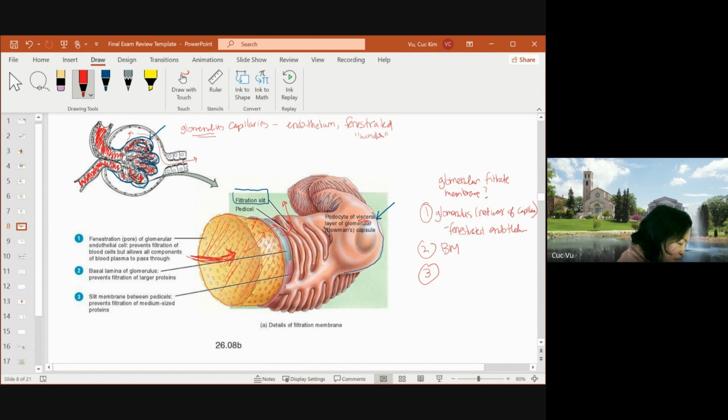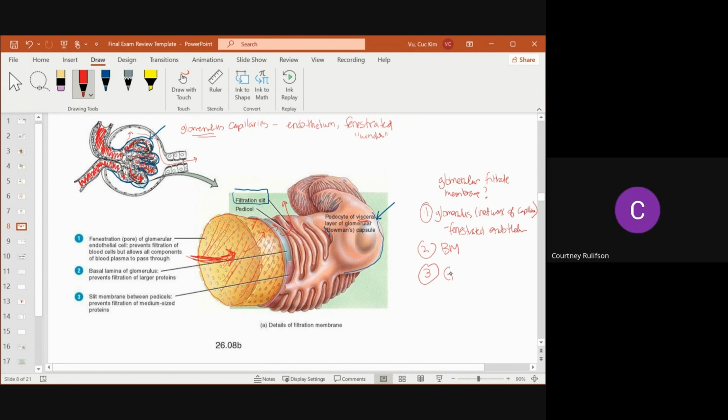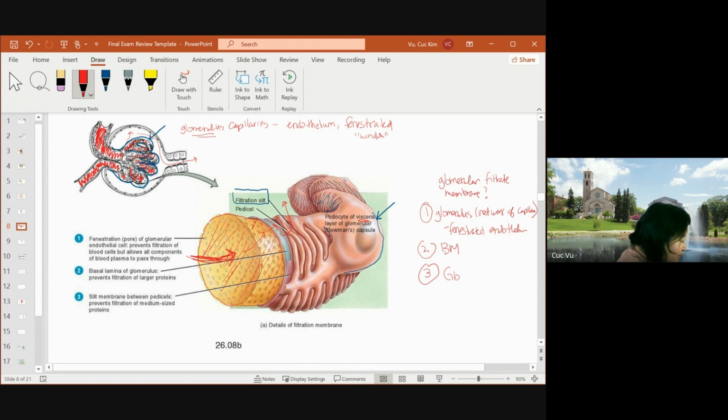The visceral layer of what? The glomerulus. Oh, so close. Not the glomerulus, because we already talked about the glomerulus here. Oh, the capsule? Yes, you got it. So the glomerular capsule contains the podocytes in the visceral layer, and then the podocytes contain the filtration slits.